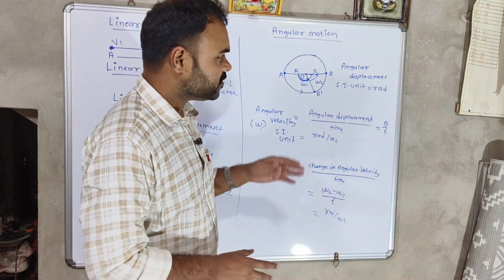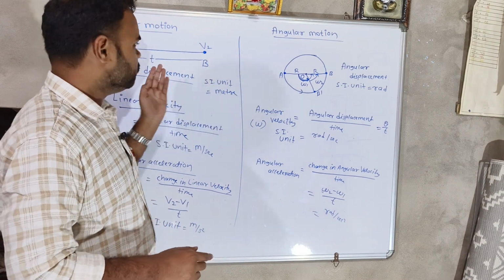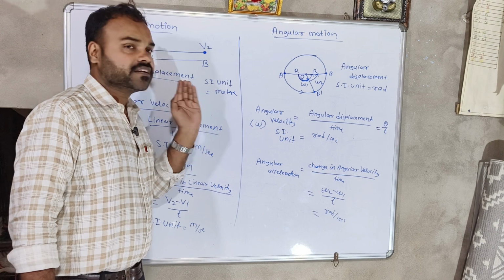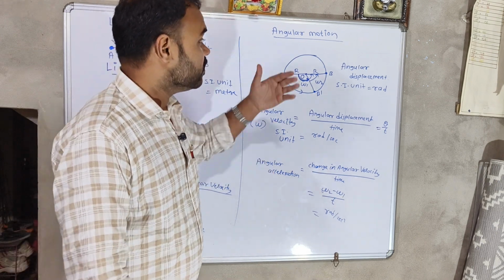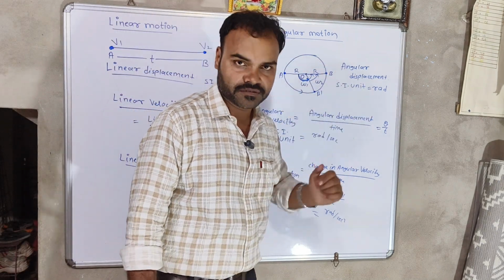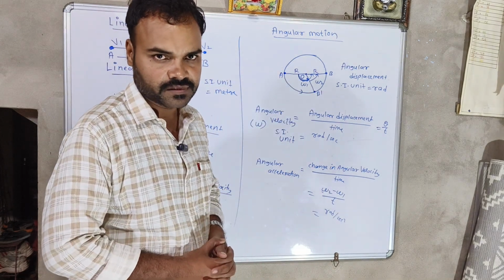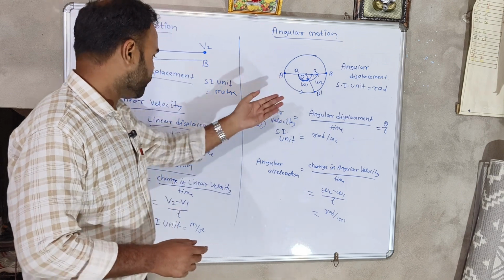Understand? So what is the unit of these two? The SI unit of linear displacement is meter. And the SI unit of angular displacement is radian, because we measure the angle in radians. Understand?